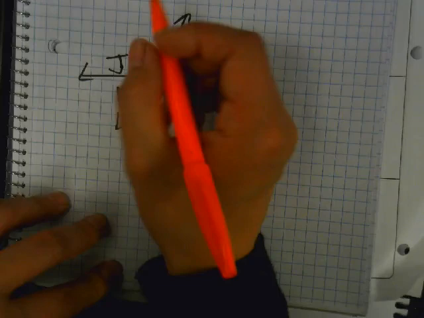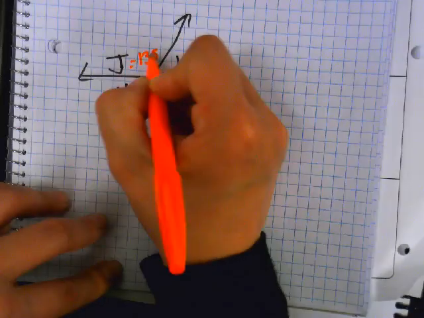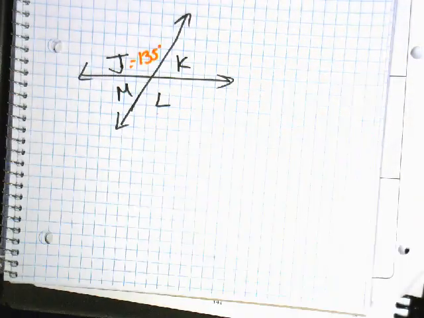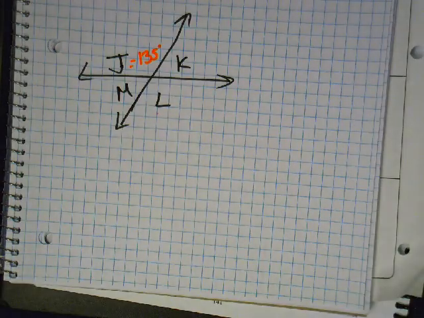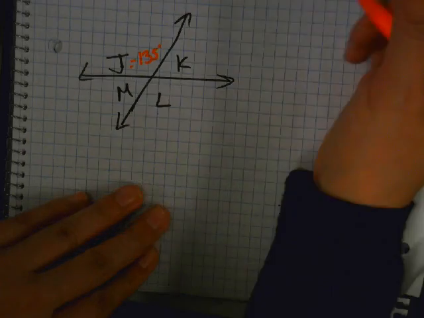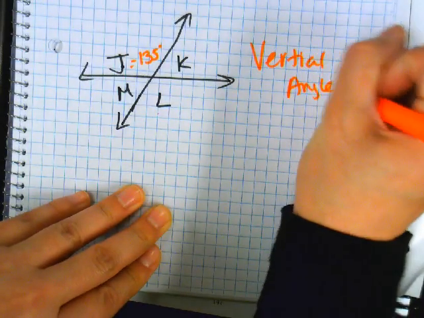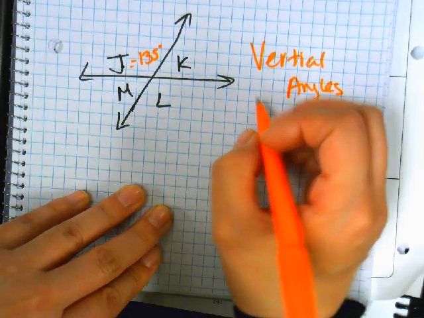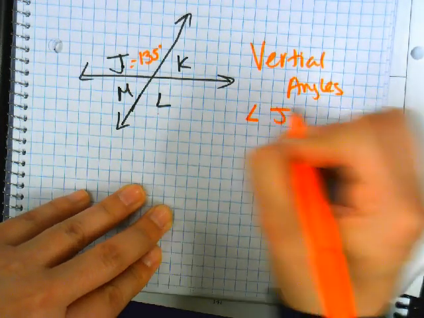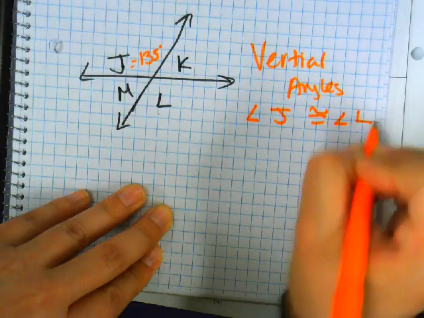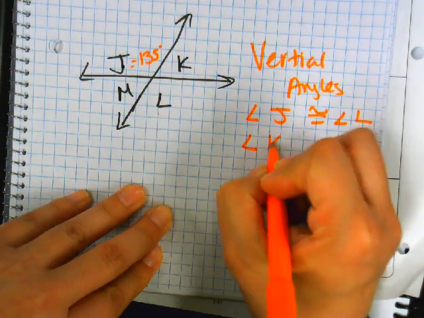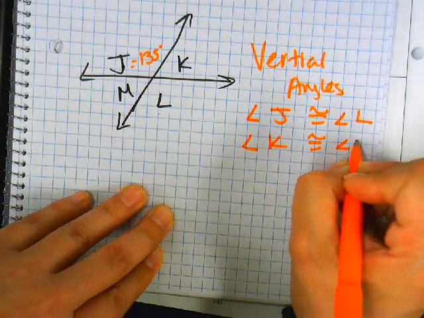Okay, J is equal to 135 degrees. Tell me everything else. Quietly, don't shout. So, identify your vertical angles. Which ones are my vertical angles? Angle J is congruent to angle L, and angle K is congruent to angle M.